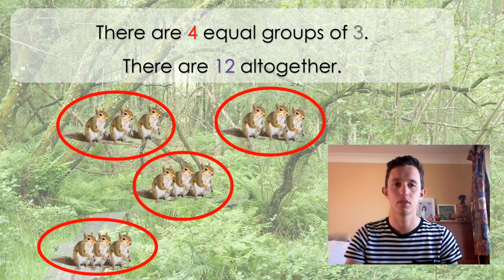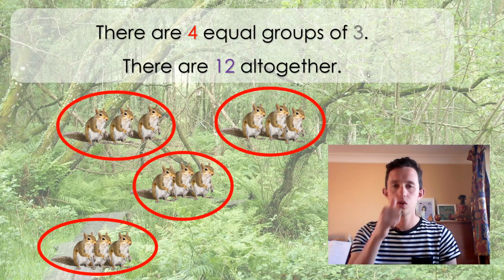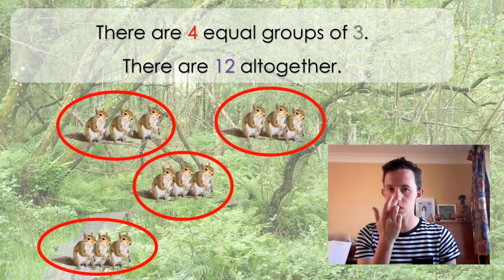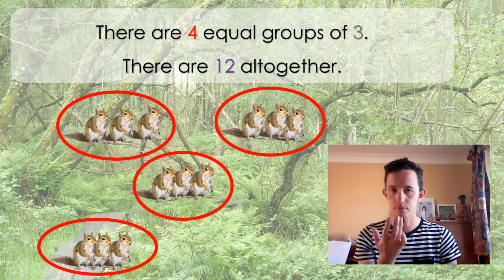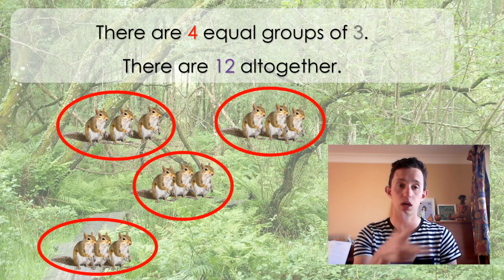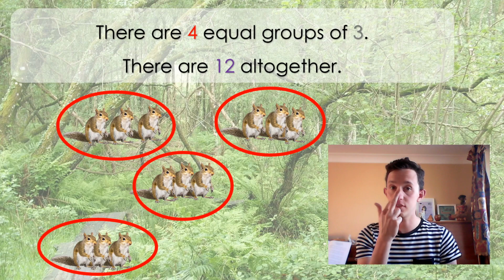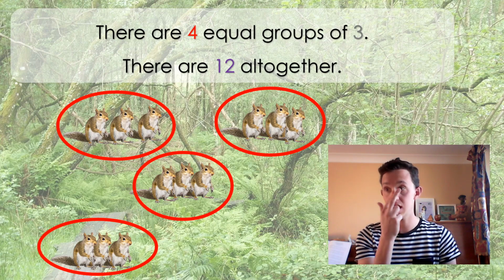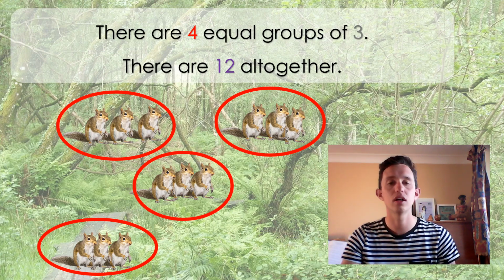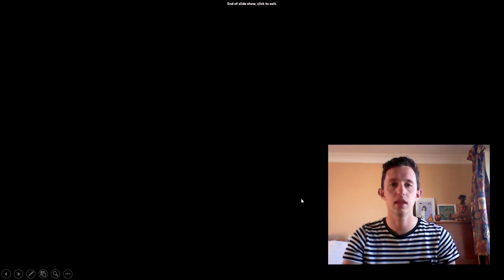And that means there are one, two, three, four. No, I should be counting in threes, shouldn't I? One, two, three, four, five, six, seven, eight, nine, ten, eleven, twelve. So there are 12 squirrels all together.